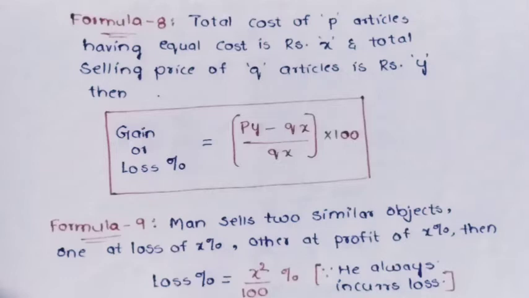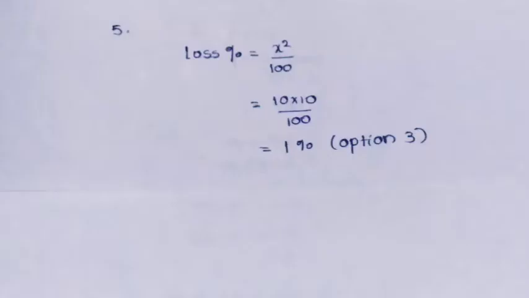So whenever you get this type of question, where a man sells his items, one at profit and the other at loss, you have to use one simple formula, that is loss percentage is equal to x square divided by 100. Because whenever a man sells two similar objects and one gets a loss for him and another gets profit, at that time he will always get a loss. So whenever you get this type of question, directly you can use this formula, which is x square by 100. Here x is nothing but 10. So substituting the value 10, we get loss as 1%, which is option number 3.